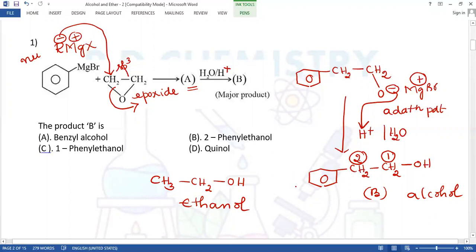Benzene. Now benzene is a substituent, so it should be called phenyl. So on the second carbon atom there is a phenyl. So it is a 2-phenyl and the main molecule is ethanol. So it is 2-phenylethanol. So can you find out the answer now? Option number B is the answer, right? Yes.